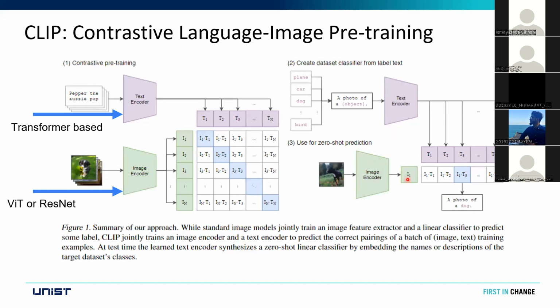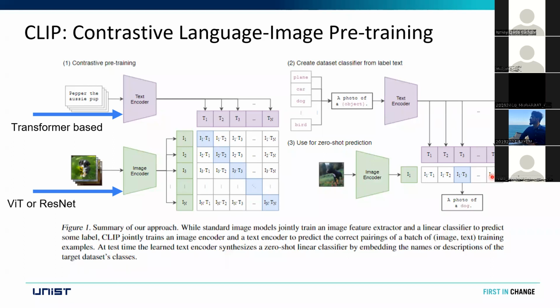We take an image and a certain number of inputs for the text encoder, and the highest value in the output would be the answer. Let's say these are the outputs: multiplication of I1 and T1, I1 and T2, and so on. The maximum value of this vector would be the correct association for that certain image.